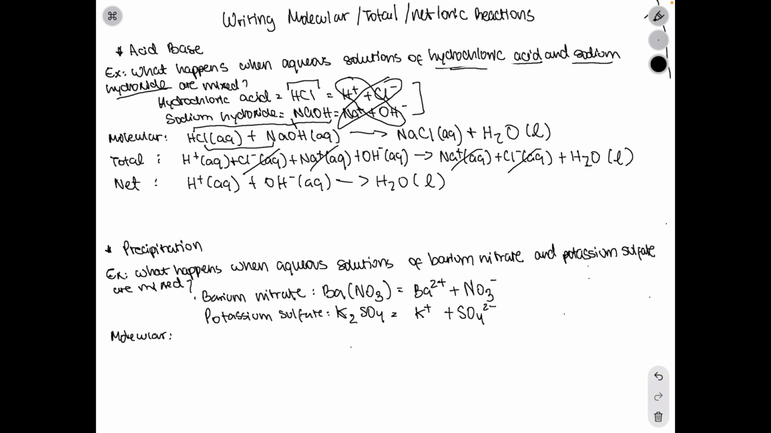So we're going to list all the reactants and also the products and their states. So barium nitrate, Ba(NO3)2, they already said that it's aqueous, plus potassium sulfate, that's going to be K2SO4, also aqueous, right? Yeah.